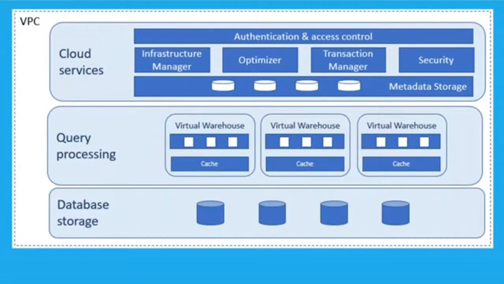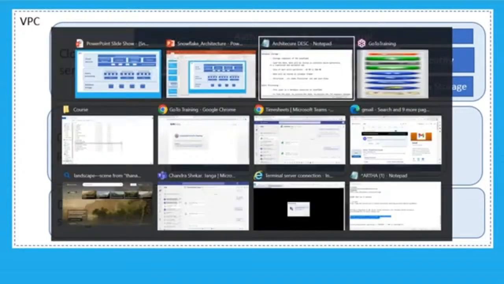So we have a cloud services layer, then a query processing layer, and then a database layer. I am repeating this once again because the Snowflake architecture is very important. I am sure you will get one or two questions on Snowflake architecture in every interview, in all the companies you go to. That's why I am repeating. So we have a cloud services layer, a query processing layer, and a database storage layer. Now we will discuss them one by one.